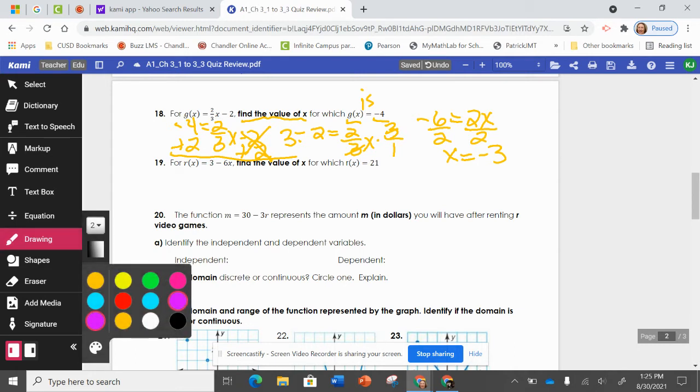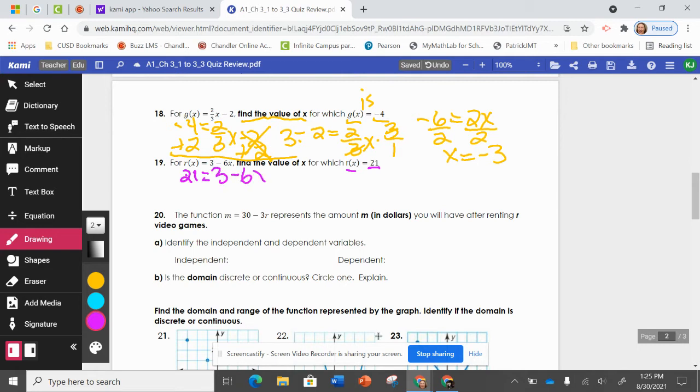Let's try 19. Now we're changing r of x to 21. So r of x is 21. Solve for x. The first thing we need to move is this 3. This is a positive 3, so the opposite of a positive 3 is a minus 3 or negative 3. 21 minus 3 is 18. 3 minus 3 is 0.